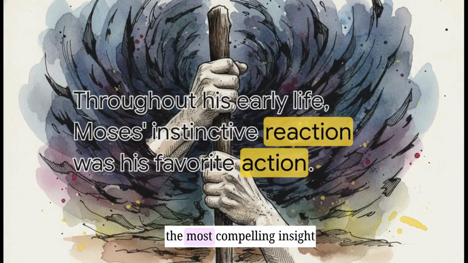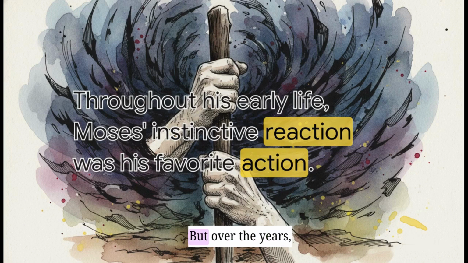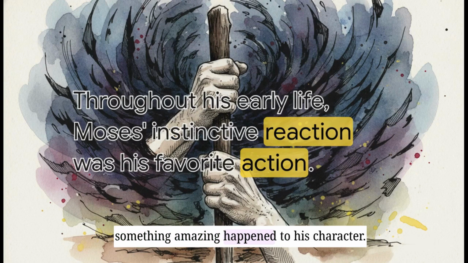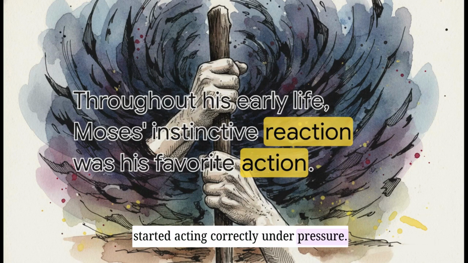But honestly, the most compelling insight in this whole profile is the analysis of his temperament. It notes that for Moses, reaction was his favorite action. Throughout his early life, he was super impulsive. He saw an Egyptian beating a Hebrew, he reacted. He saw two kinsmen fighting, he reacted. But over the years, something amazing happened to his character. He slowly learned to stop just reacting and started acting correctly under pressure.